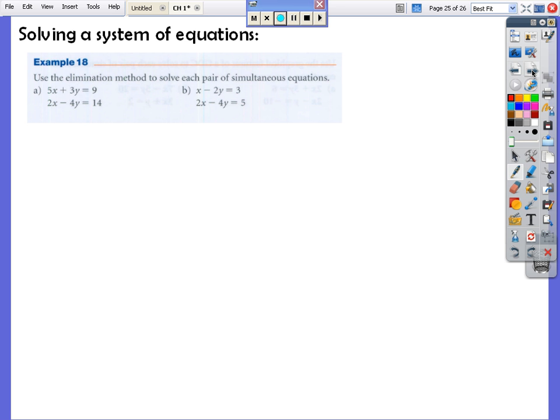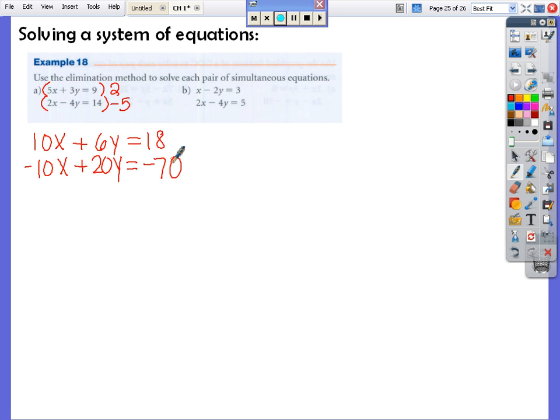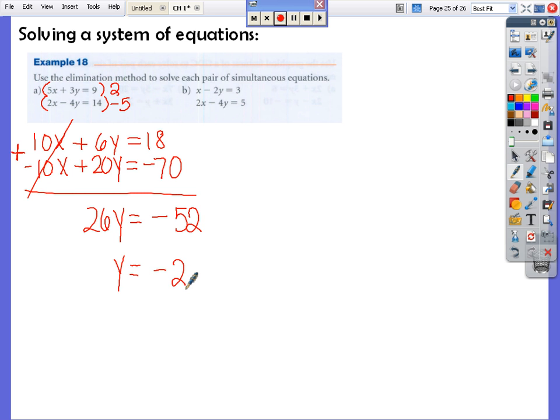So looking at part A, I would multiply this one probably by 2 and this one by -5. What that does for me, I get 10x plus 6y equals 18. I get -10x plus 20y equals, let's see if I can do this, -70. And then you would add these, because if I add them, I would cancel that. I get 26y is equal to -52, hopefully. And therefore, I get y is equal to -2. And then the x value you can substitute back in to find.